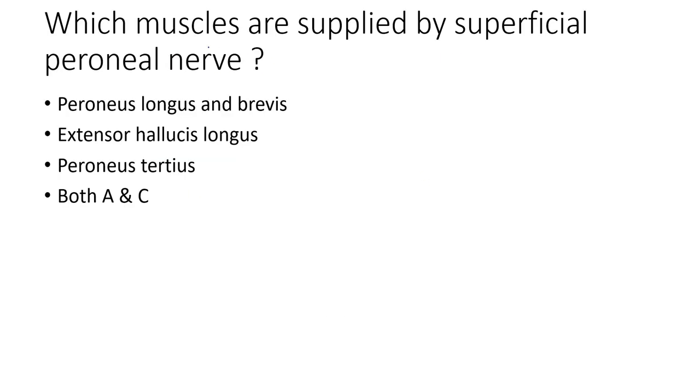So coming back to the question, which muscles are supplied by the superficial peroneal nerve? It is only peroneus longus and brevis. You should not get confused with peroneus tertius.